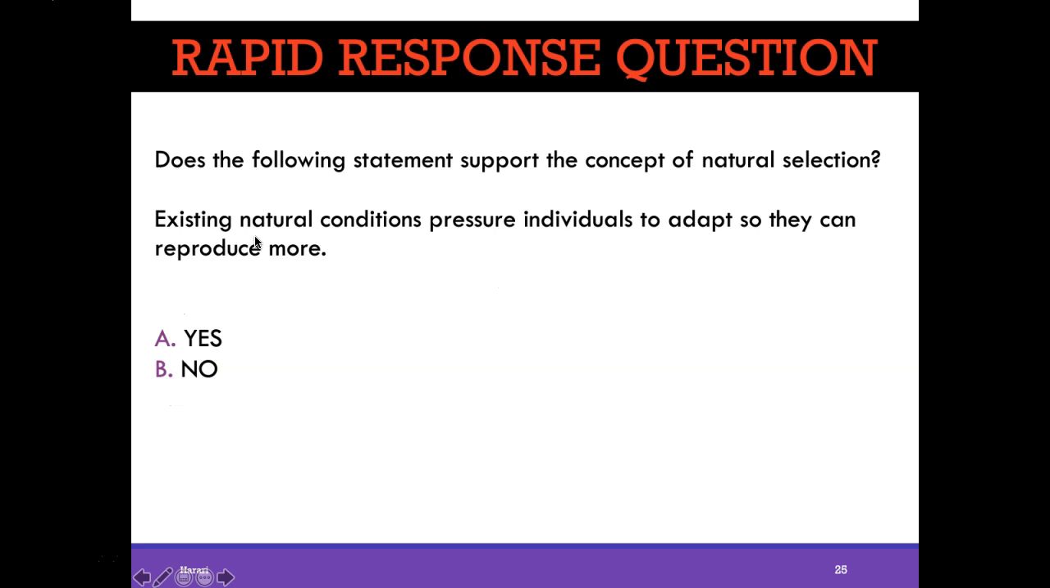What about this one? Existing natural conditions pressure individuals to adapt so they can reproduce more. Right? That does not support the concept of natural selection. Right? Individuals don't get pressured to adapt. Individuals don't choose what happens to them.